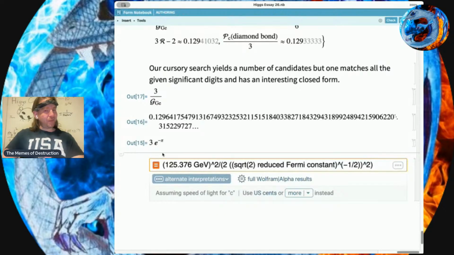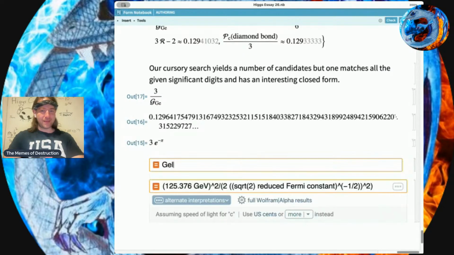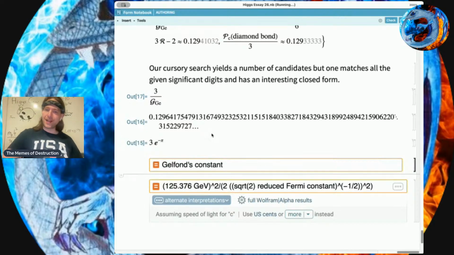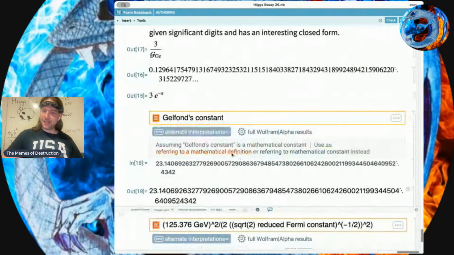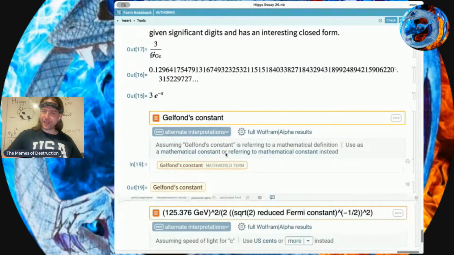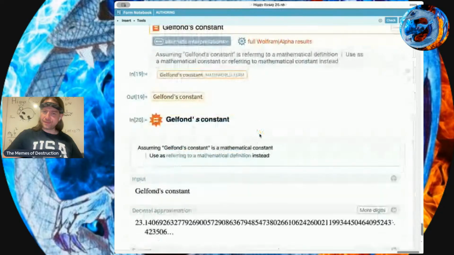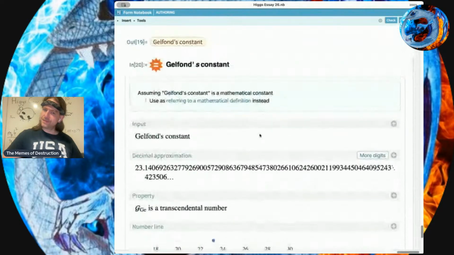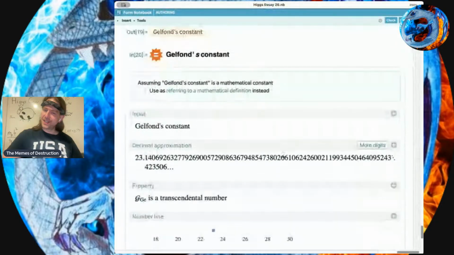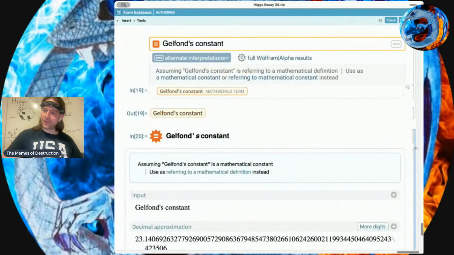All right. So, Gelfand's constant. Let's actually just type it into Wolfram Alpha. Let's do the definition and see what it's got. Okay, we're just going to do the hypersphere.